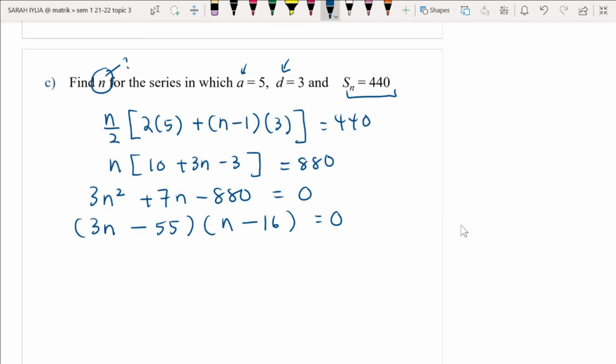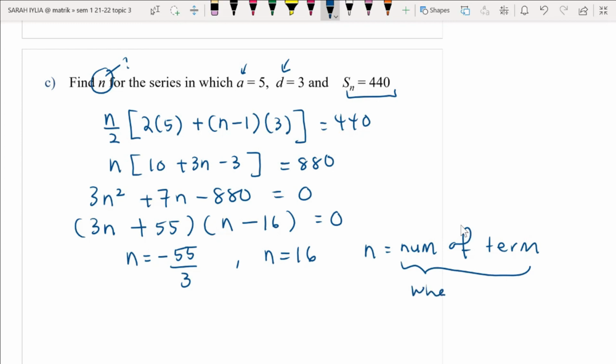Macam salah je saya factorize, kejap kat mana saya salah ni. Plus 55. Okay. And then simplify, n would be equal to negative 55 over 3. And then n would be equal to 16. Okay. Based on these two, tengok balik. What is n? N is basically number of term. Macam kita dah cakap awal tadi. So, what happened to number of term? Bilangan. Maksudnya, kita mesti gunakan whole number. So, in case kita ada negative ataupun kita ada fraction, kita kena reject. So, final answer here, our n is 16.